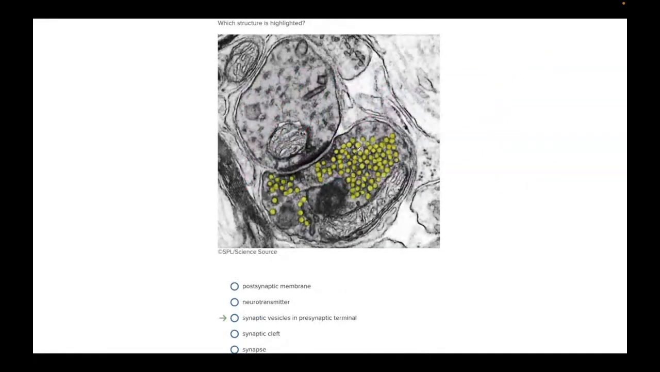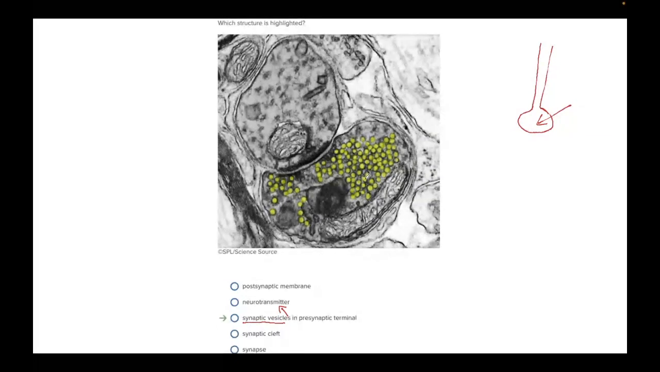This right here, what we're looking at is at the very end, if this is the axon, and then we have this swollen tip at the end, right? This is the axon terminal, or where all those neurotransmitters are stored. So what you're seeing highlighted right here, those are synaptic vesicles. Now, what's stored in those synaptic vesicles are going to be neurotransmitters.